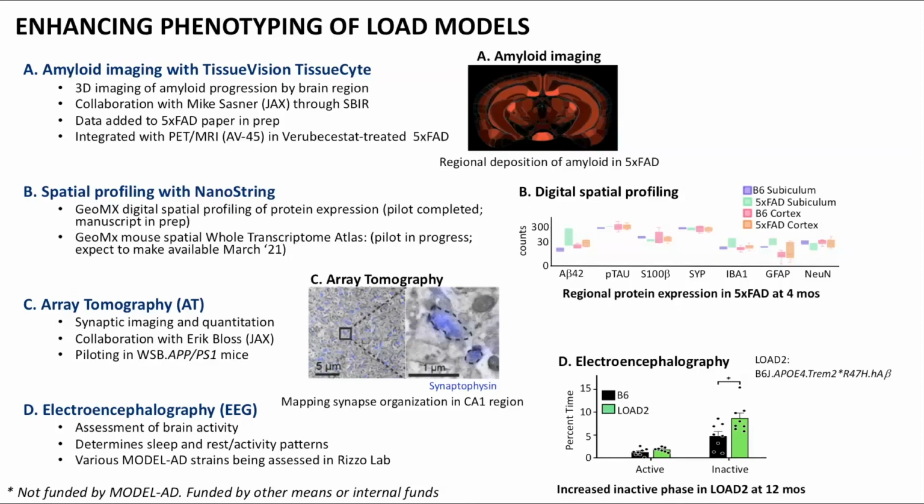And then finally, sleep or EEG. This is being done by Stacy Rizzo at Pitt. And you can see here one example where there's sleep changes in the inactive state in LOAD2 mice. So another hint that we think LOAD2 at 12 months may well be beginning to get phenotypes relevant to late onset Alzheimer's disease. But we need to do more work on understanding LOAD2, and that's ongoing.